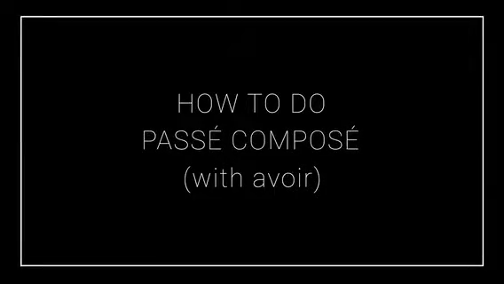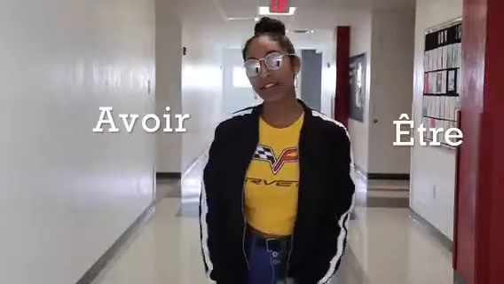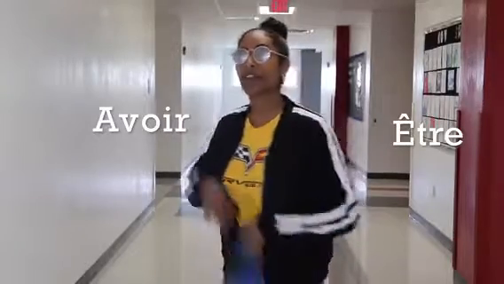And today we're going to be teaching you Passé Composé. The Passé Composé is how you conjugate a verb in the past tense in French. You do this with the helping verb. There's two words that you could use as a helping verb called avoir and être. Today we'll be showing you how to conjugate with the verb avoir.